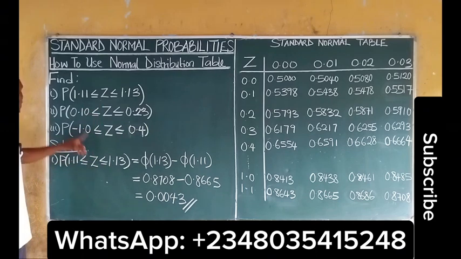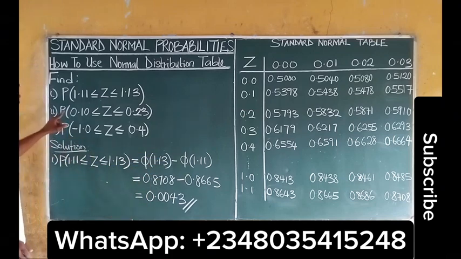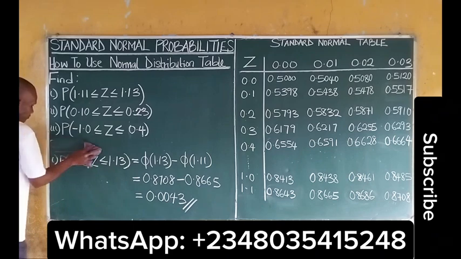Now, the next question we have is II. Because of space, we'll have to delete this part of the board so that we can solve the second probability, or the second question given. Now, we'll delete this side.